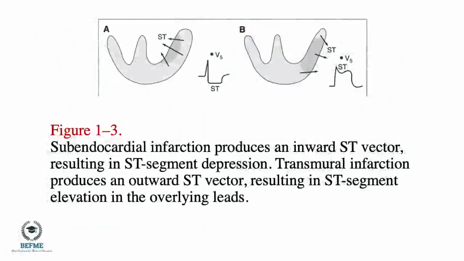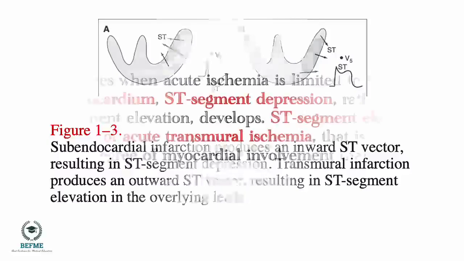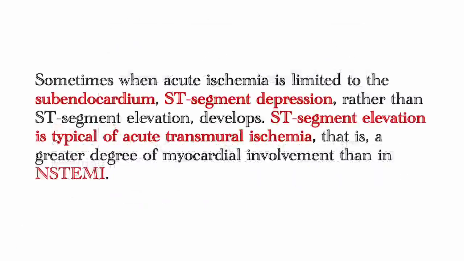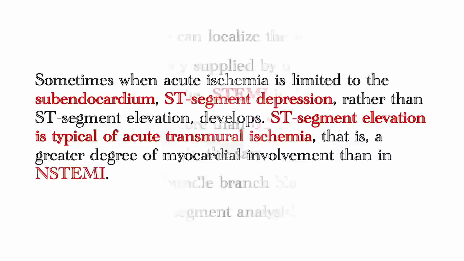Figure 1.3. Subendocardial infarction produces an inward ST vector, resulting in ST segment depression. Transmural infarction produces an outward ST vector, resulting in ST segment elevation in the overlying leads. Sometimes when acute ischemia is limited to the subendocardium, ST segment depression, rather than ST segment elevation, develops. ST segment elevation is typical of acute transmural ischemia, that is, a greater degree of myocardial involvement than in NSTEMI.